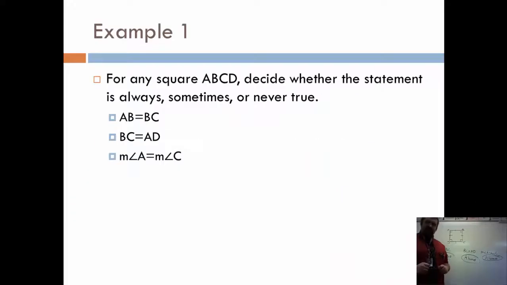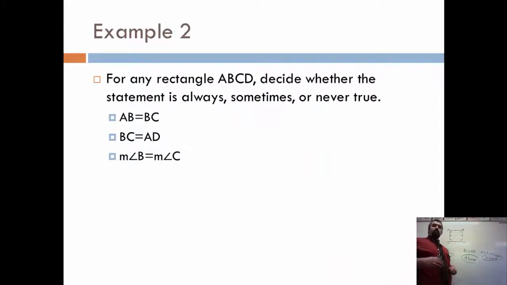Let's look at the next example. Ooh, this is different. It says for any rectangle ABCD, decide whether the statement is always, sometimes, or never true. So this time, it's going to change up a little bit. I look at the conditions that they want me to check at the end, but it really hasn't changed at all. Yeah, we changed one set of angles here. Instead of A and C, it's B and C. But otherwise, the side lengths are the same.